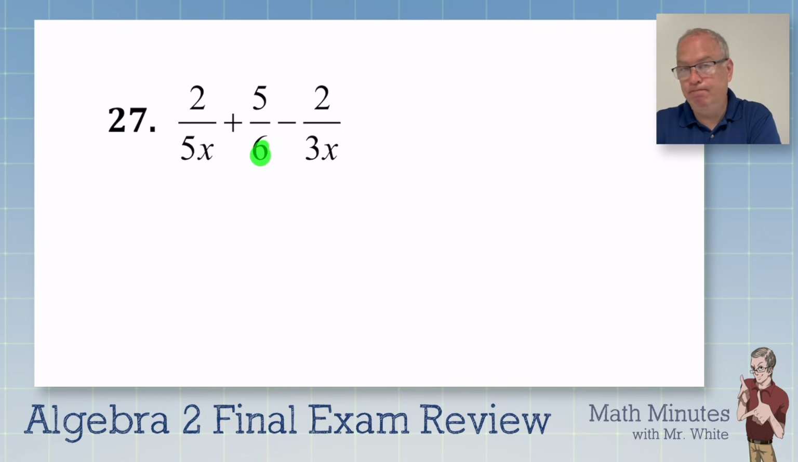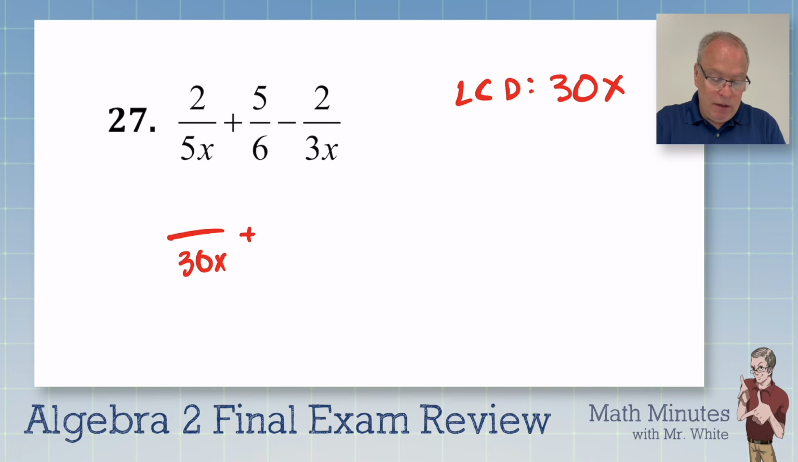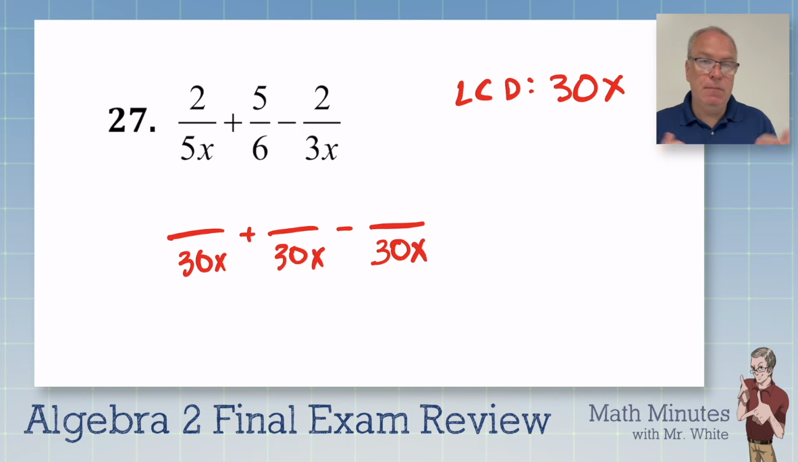Now double that: 12. What about 12? Nope, 12 doesn't divide by 5. What about 18? Nope. And you keep going until you get to 30. 30 is the first, so the LCD here is going to be 30x. So we're going to upgrade them all to be 30x. I'm writing this a little differently, so maybe this will click for you a little differently than the last one. So that's our goal, to get them all to be 30x.